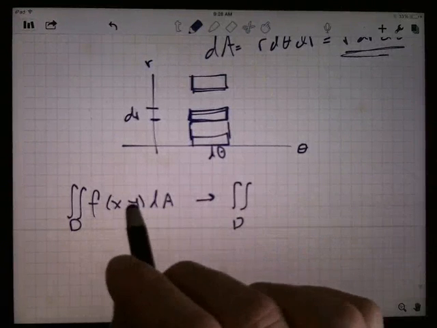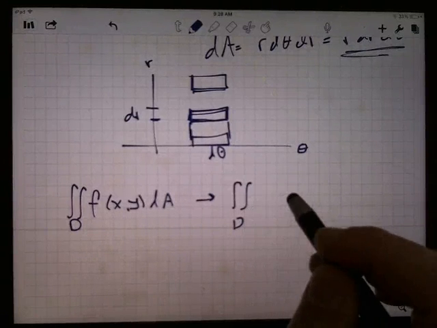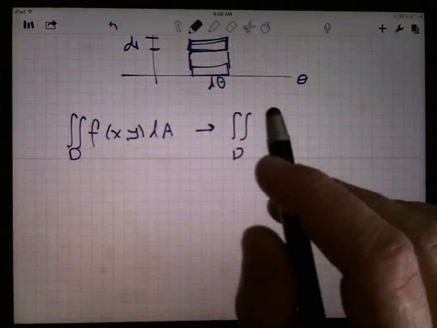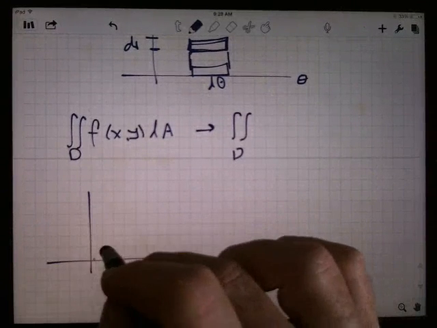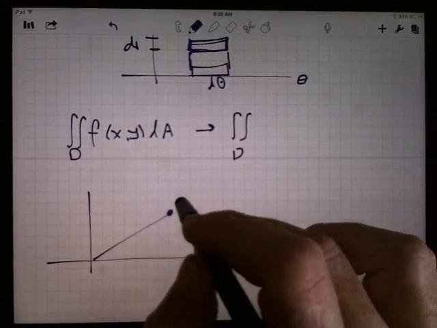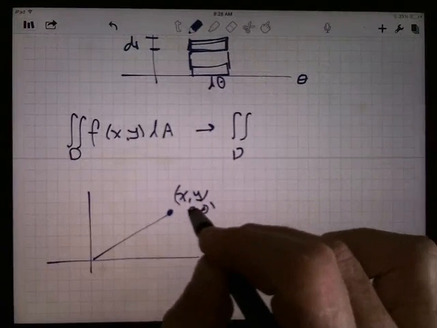You've got to convert both the function and the area element. Well, the function's easy enough to convert because of the conversion between polar coordinates and rectangular coordinates. If you don't remember it, here's the picture, right? Every point in the plane has both an xy coordinate and an r theta coordinate.